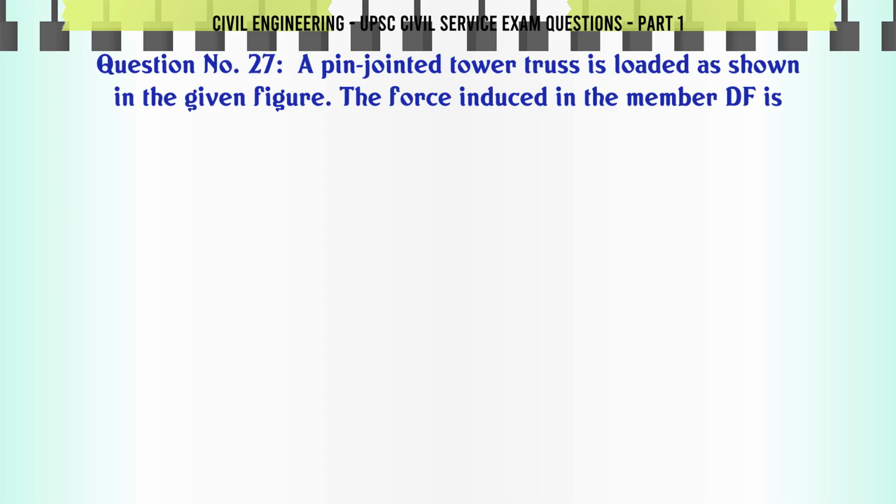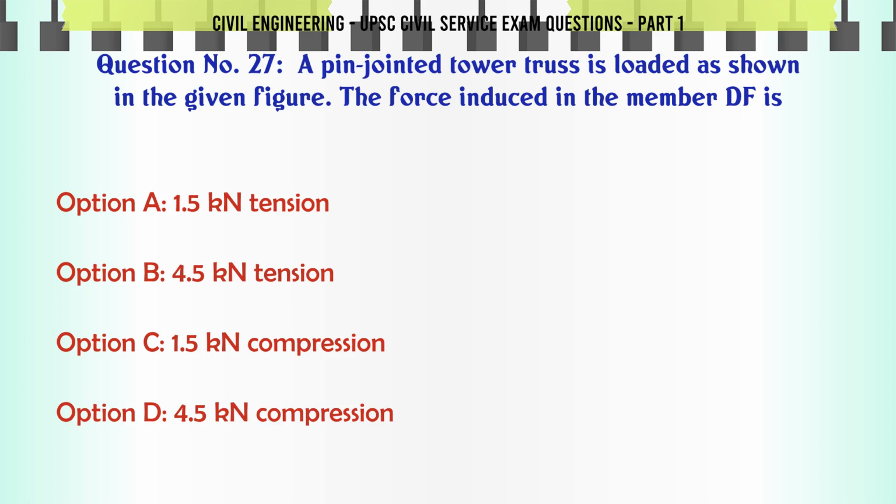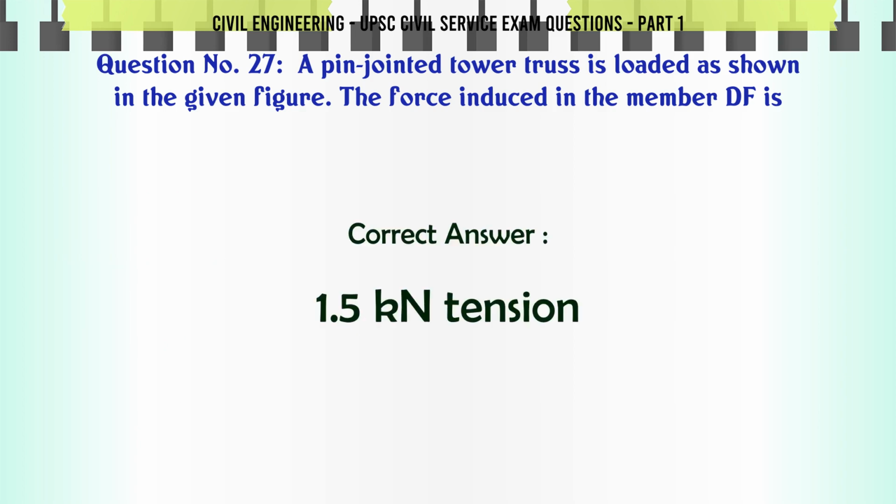A pin-jointed tower truss is loaded as shown in the given figure. The force induced in the member DF is A 1.5 kN tension, B 4.5 kN tension, C 1.5 kN compression, D 4.5 kN compression. The correct answer is 1.5 kN tension.